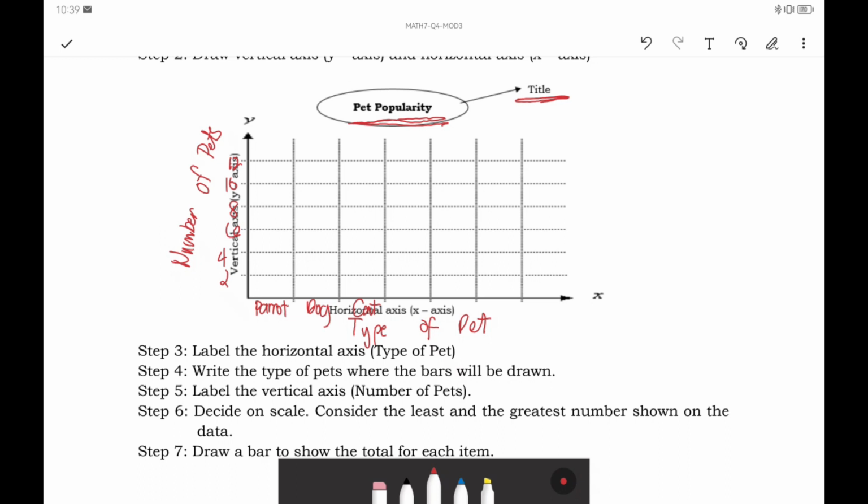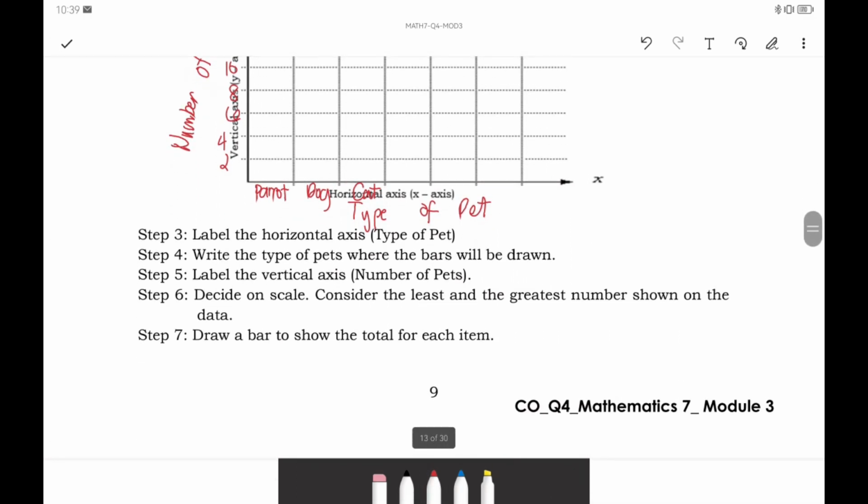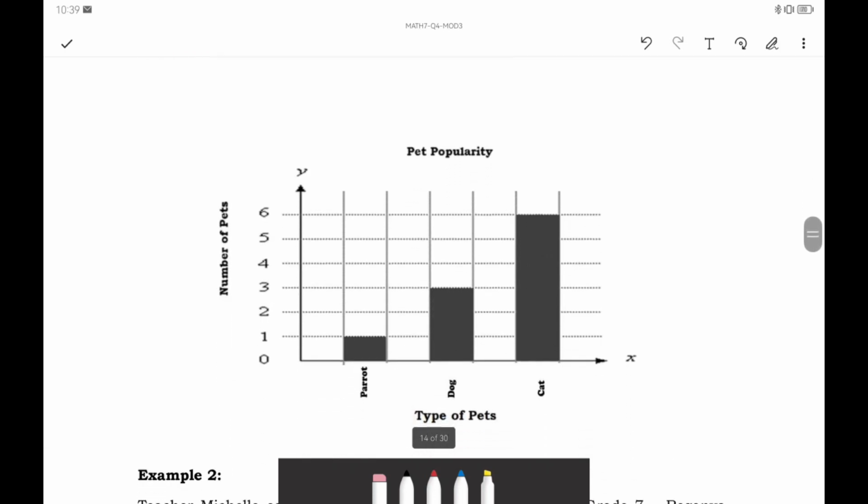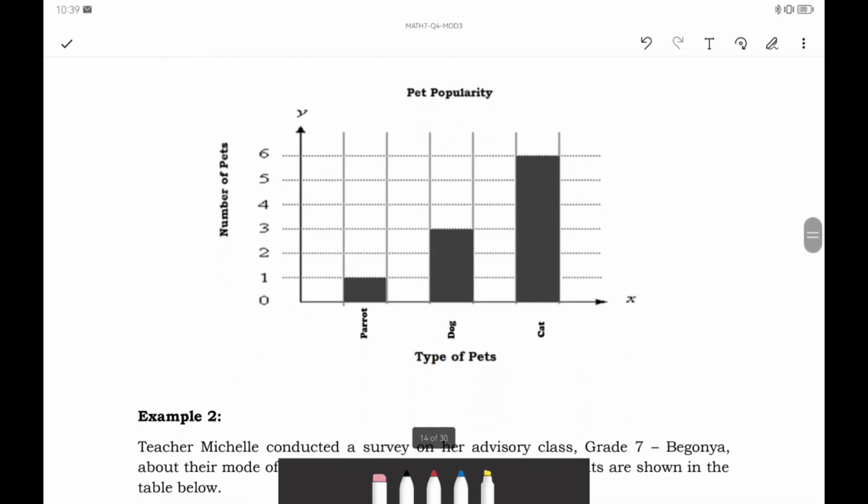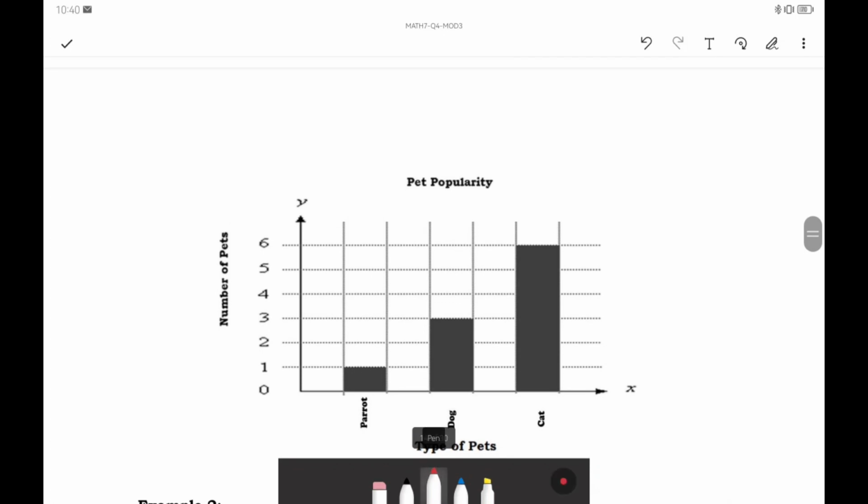Step number 6, decide on scale. Consider the list and the greatest number shown on the data. Step 7, draw a bar to show the total for each item. So we have now here the number of pets, 0, 1, 2, 3, 4, 5, 6. It could be, or you can use 2, 4, 6, 8, 10. Put it in. Now we have here the title, pet popularity, the type of pets. We have the parrot, the dog, and the cat, the number of pets.